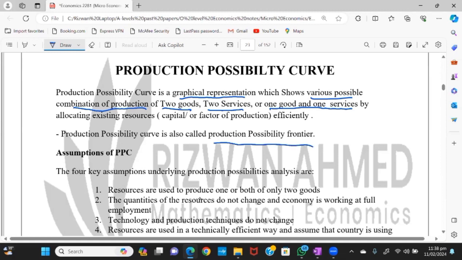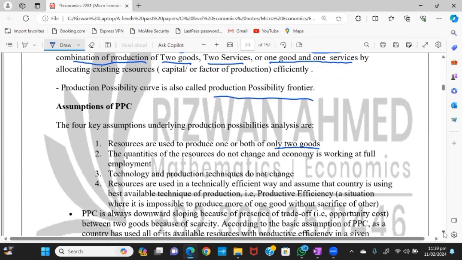We have a few assumptions regarding the production possibility curve. The four key assumptions are: first, the resources are used to produce only two goods. Second, the quantities of the resources do not change and the economy is working at full employment. The third one is that technology and production techniques do not change. Basically, these are the assumptions, but practically in the real world they will change.